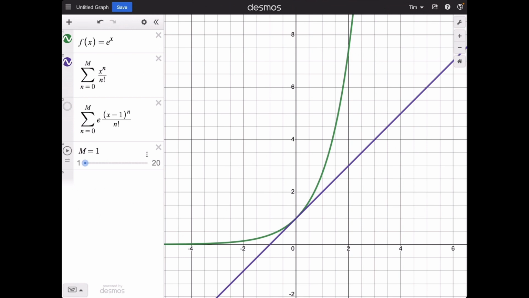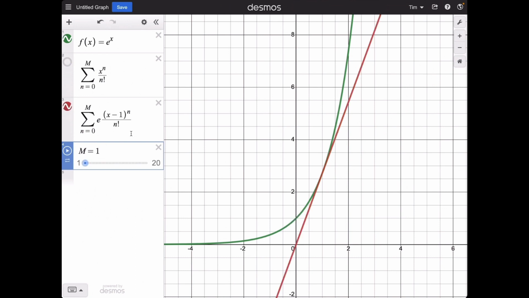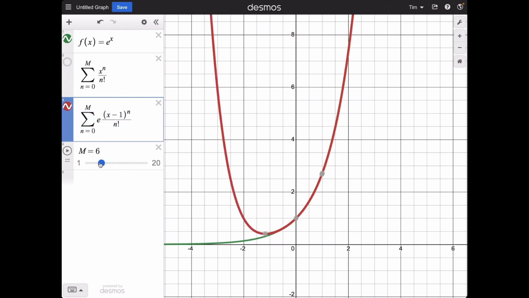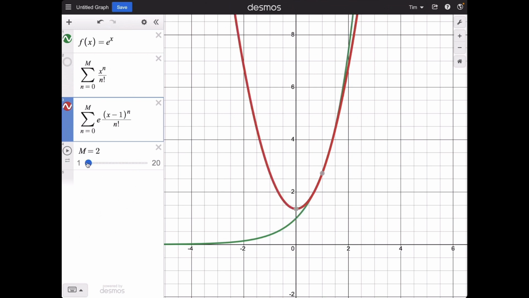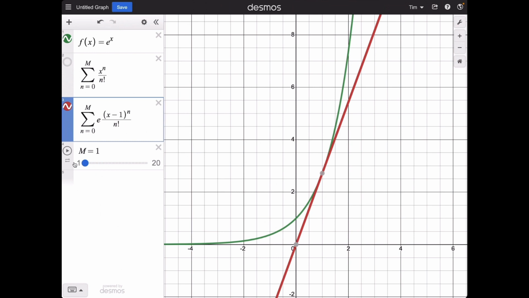Now, if we add in the Taylor series that we just found, centered at 1, that graph is going to look like e to the x when we're close to 1. Here it is. So as I take more and more terms for this polynomial, that will match up with e to the x around x equals 1. So it's not the greatest fit near x equals 0, but near x equals 1, it matches the graph really well.